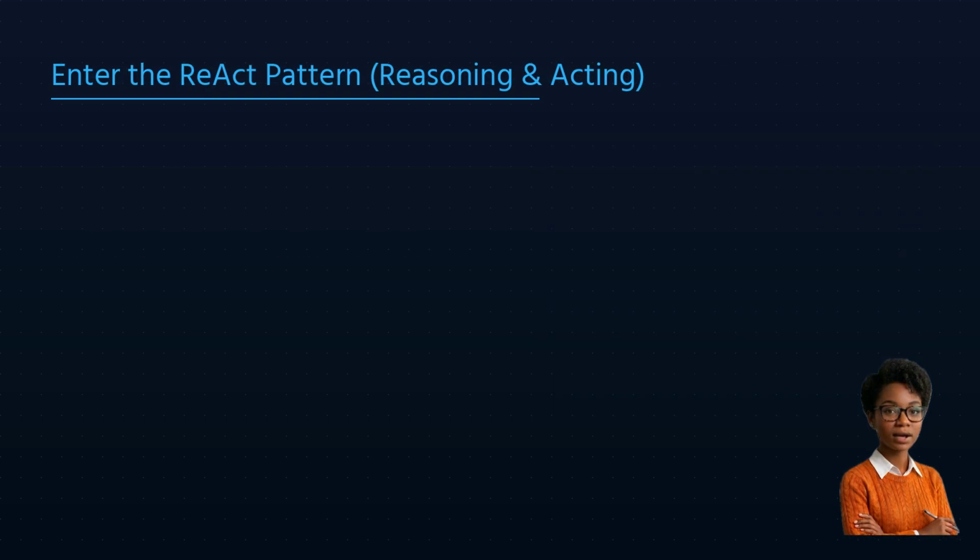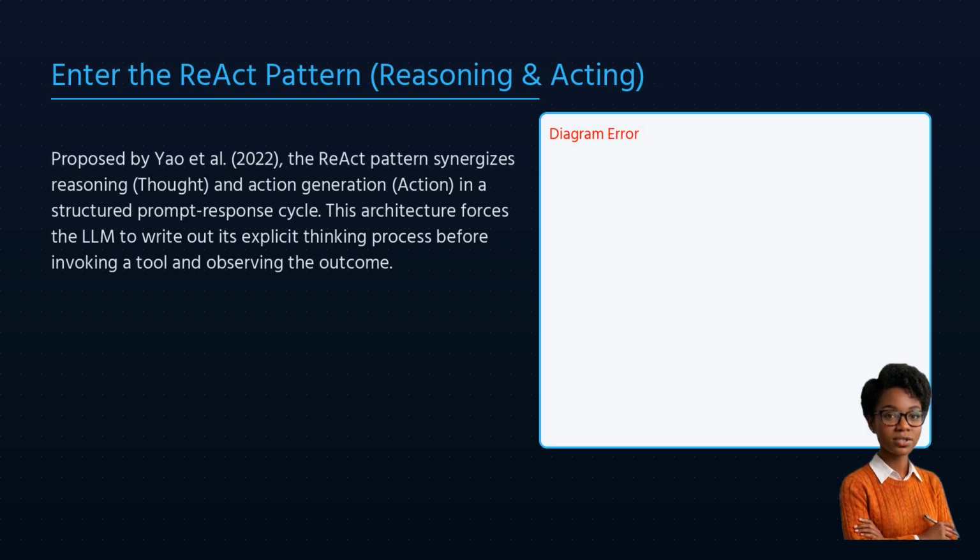The ReAct pattern introduces a powerful three-step sequence: thought, action, and observation. In the thought phase, the LLM reasons about its current state and goals. In the action phase, it selects a tool and outputs its parameters. Finally, in the observation phase, the runtime executes the tool and injects the output back into the LLM context. This loop continues until the final answer is reached.